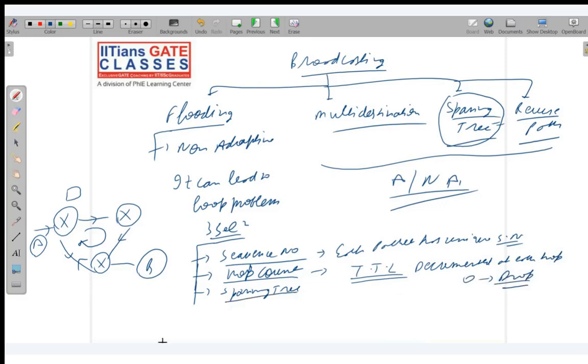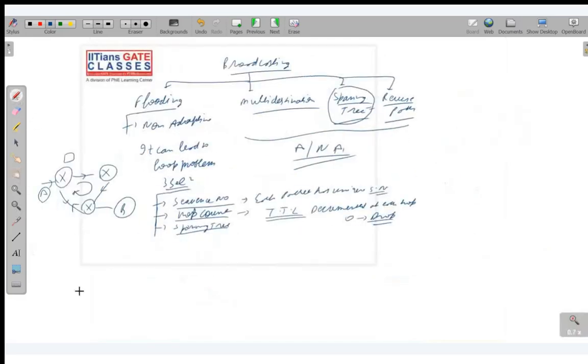Next is spanning tree. Spanning tree is also very easy. I think you have studied algorithms now. You have studied minimum spanning tree and all. Prim's, Kruskal and so on you have studied.